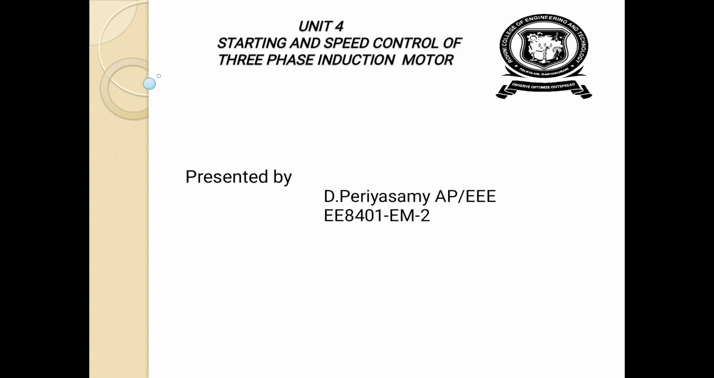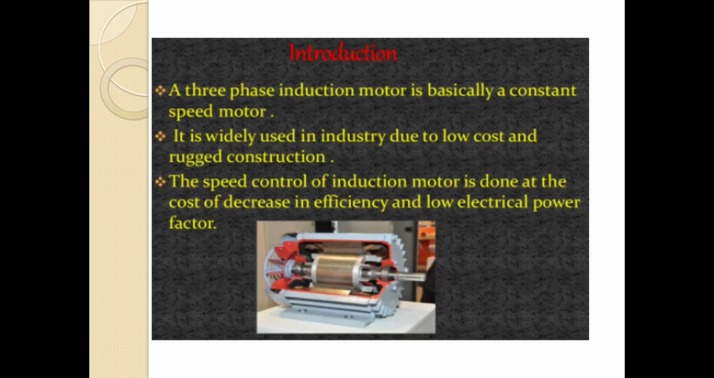Today we are going to discuss the topic of speed control of induction motor. The speed control of induction motor has two different parts: one is stator side control and another is rotor side control. The stator side control includes stator voltage control, stator frequency control, voltage-frequency control, and pole changing method. Rotor side control includes adding external resistance, cascaded control, and slip power recovery scheme.